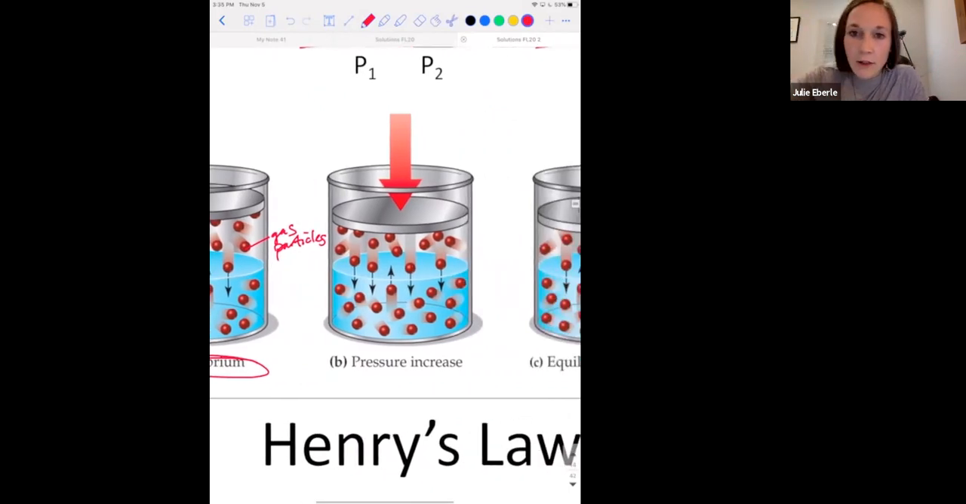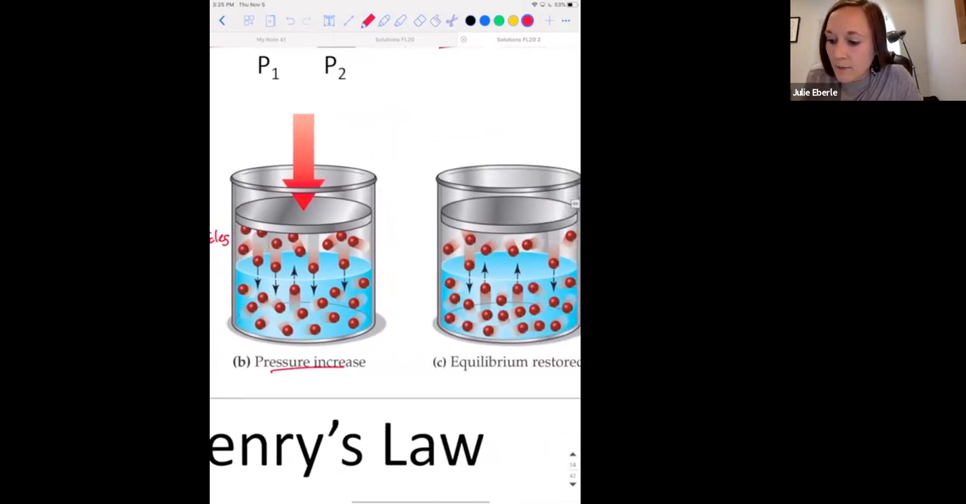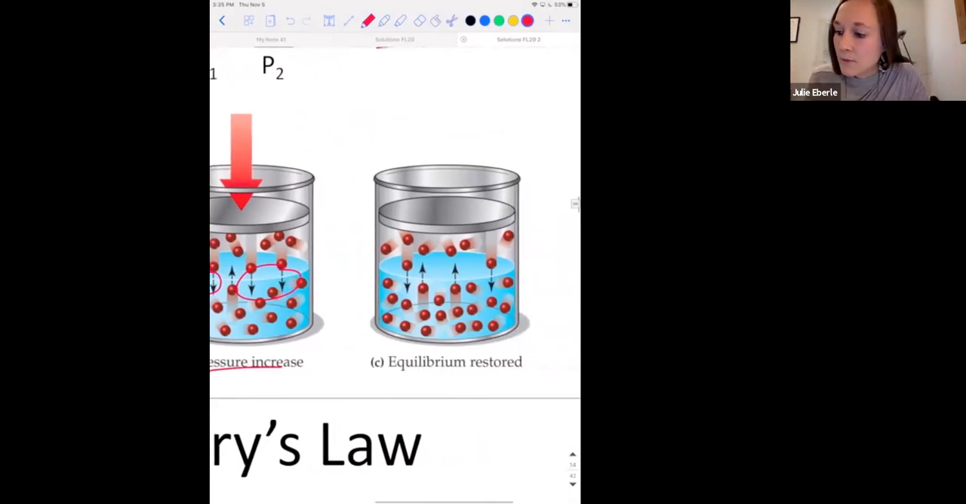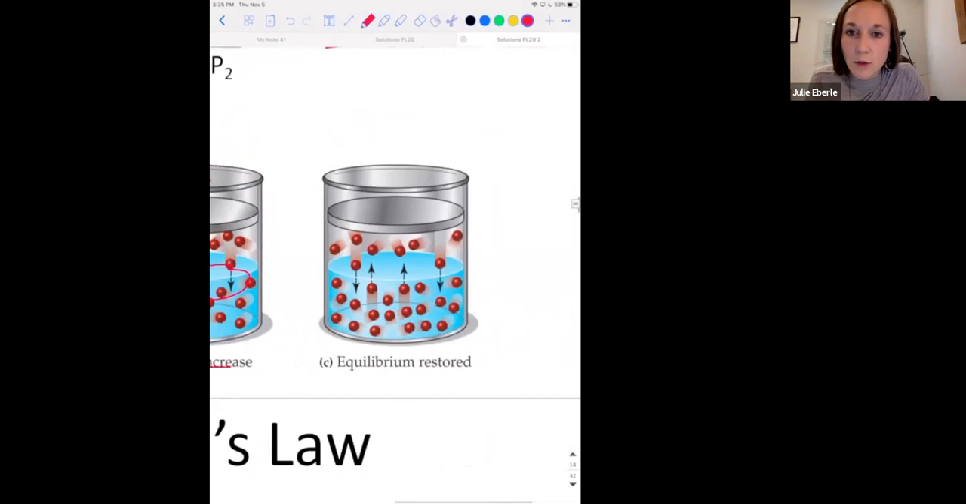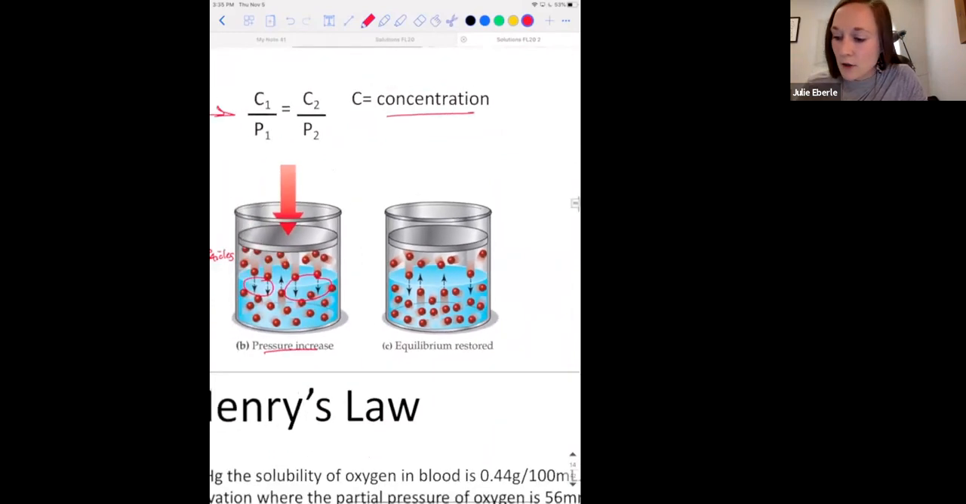Well, if you push down on the lid, you increase the pressure by pushing down on the lid. Notice now we have a bunch of downward pointing arrows. You're going to force more gas particles down into the liquid. You're going to increase the solubility. And then we'll eventually restore equilibrium. But at that new pressure, you'll have more gas particles in the liquid, okay? Higher solubility.